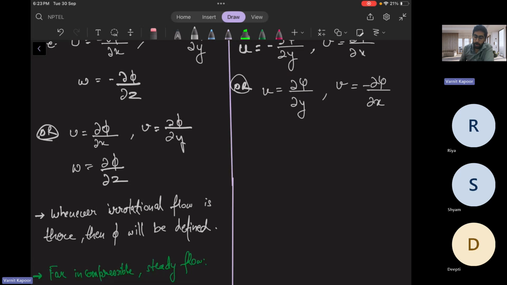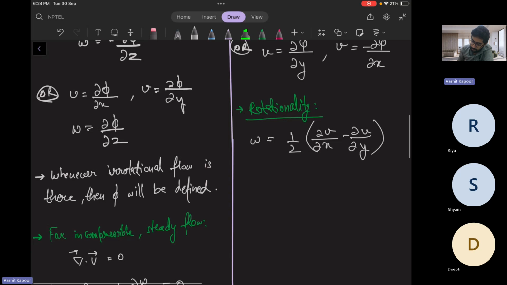And you know how rotationality is defined. The stream function can be defined for both rotational and irrotational flow. I have nowhere said that stream function is not defined for rotational, whereas the potential function is only defined for irrotational flows. So as per the rotationality concept which we did in the last tutorial, we know the value of omega. Only u and v are defined because it is for two-dimensional flows. So half of dou v by dou x minus dou u by dou y.